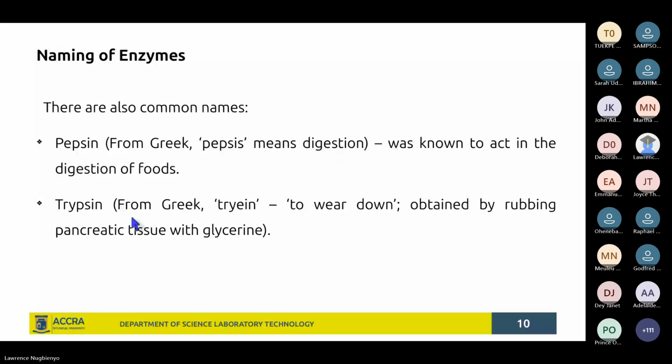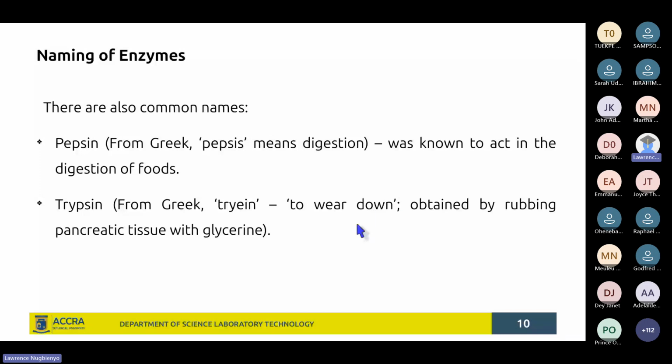Trypsin, another common enzyme known for the digestion of proteins, is also a common name. It also comes from the Greek word tripsis, which means to wear down, and it's because of the process by which the enzyme was first isolated.